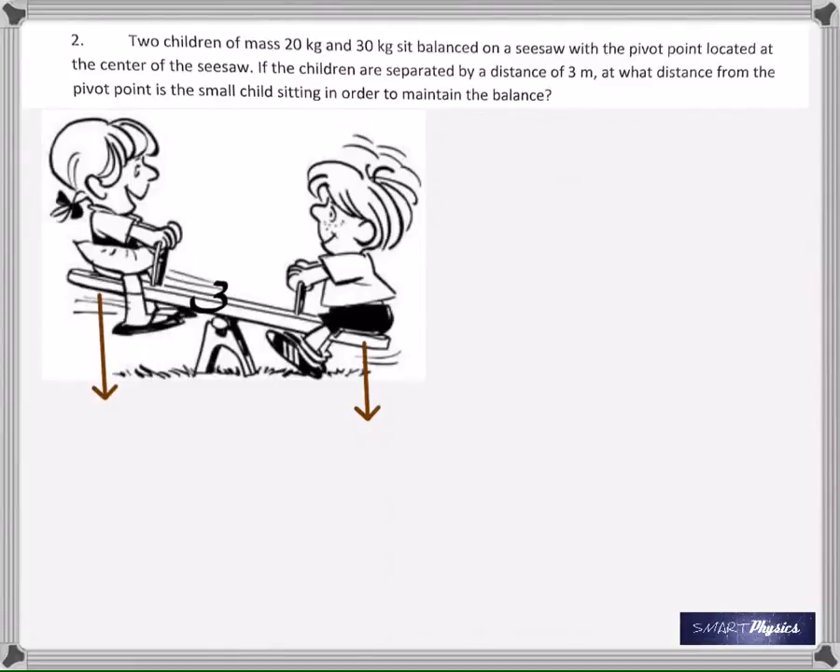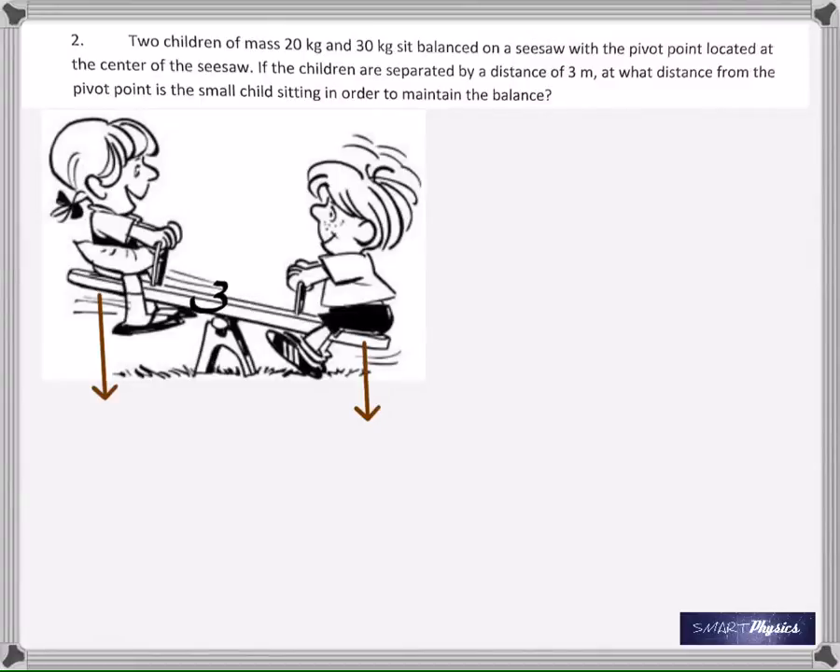Now question 2 is a simple one. Two children playing on a seesaw, and the pivot point is at the center. The children are separated by a distance of 3 meters. At what distance from the pivot point is the small child sitting in order to maintain the balance? The distance that is given is actually the distance between the two children. But we need the distance from the pivot.